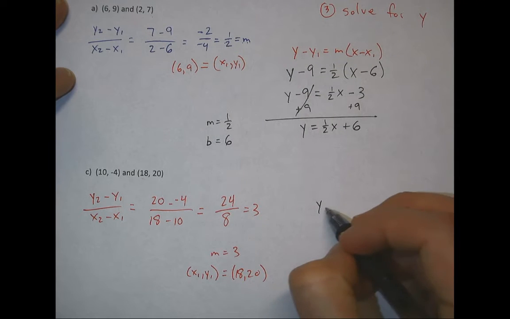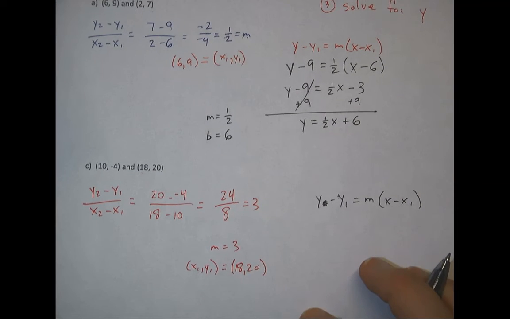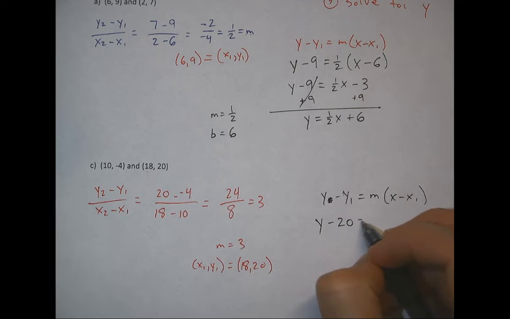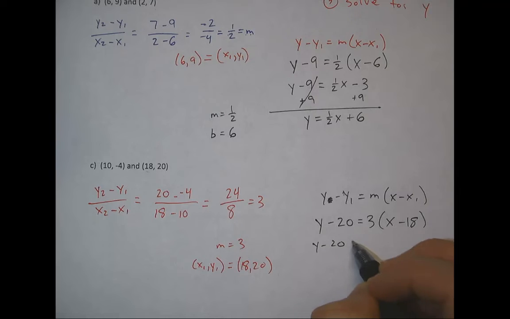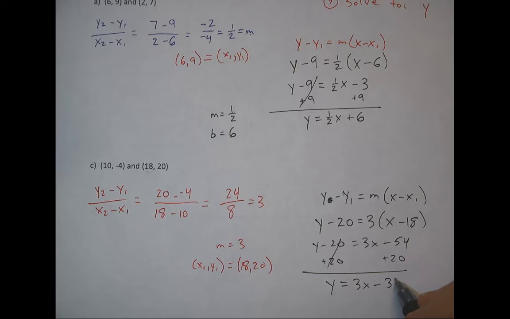All right, so now plugging into the equation, y minus y1 equals m times x minus x1. So my y is 20, so I'm going to write minus 20. My slope is 3, and my x is 18. I'm going to simplify now. So leave this side alone for a second. Distribute 3x minus 54. Now we're going to add the 20. Y equals 3x minus 34.